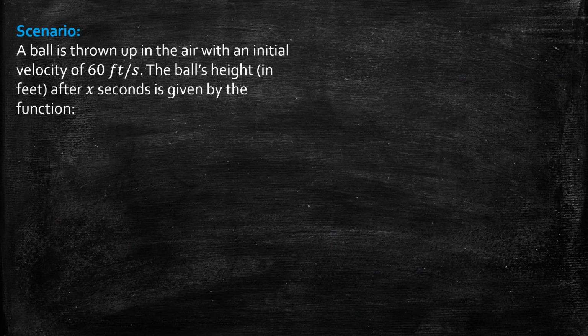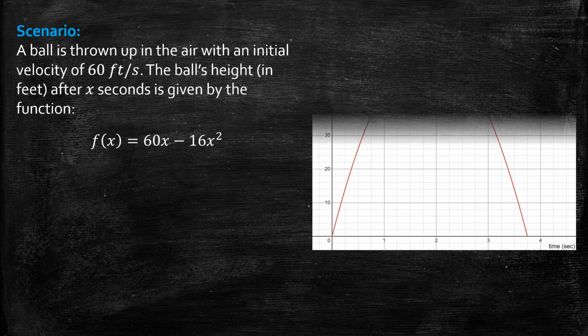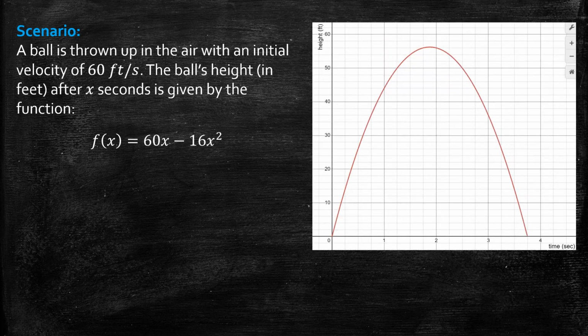So let's move to another scenario. Here we have a ball thrown up in the air with an initial velocity of 60 feet per second. And the ball's height in feet after x seconds can be given by the following function, which models the motion of the ball. This is from physics. Let's have a look at that function so you can see that the ball is being thrown up, and then up here it reaches its maximum height, and then it just falls back to the ground.